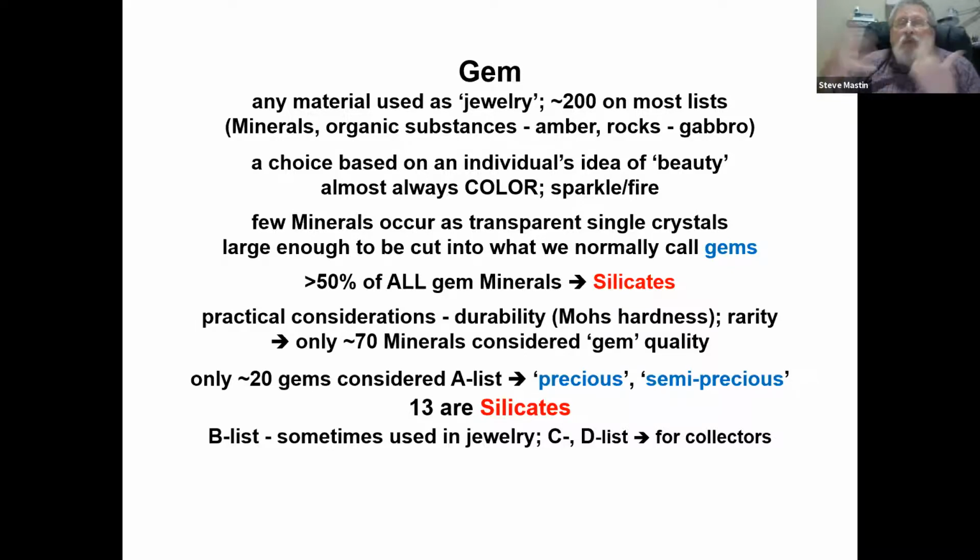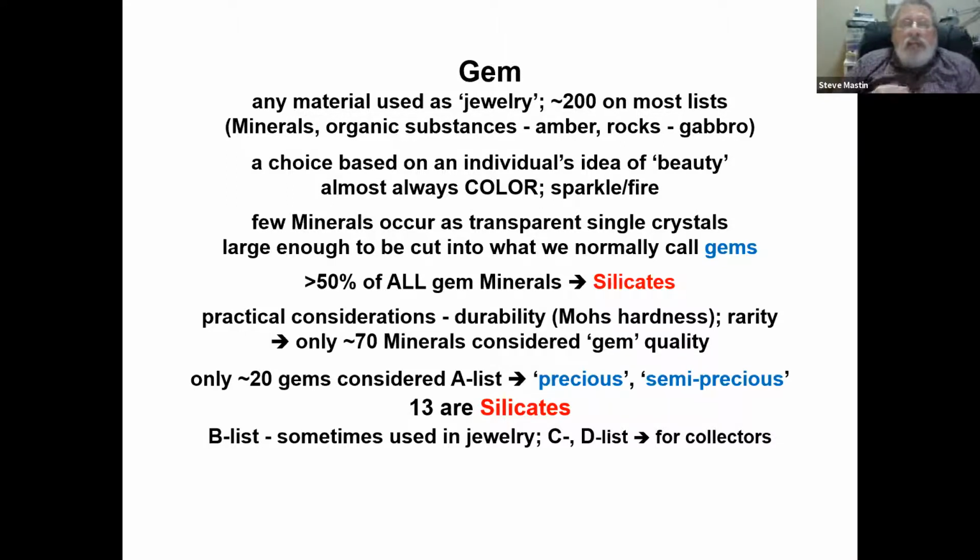Now, beauty is again a sort of subjective idea, but when you start talking about jewelry, you're almost always talking about color. You want something that people will notice. And on occasion, you can talk about sparkle, fire, although that's more of a diamond thing than most other gems. And I don't really like diamonds very much, except colored ones.